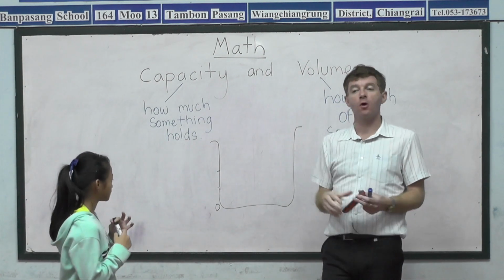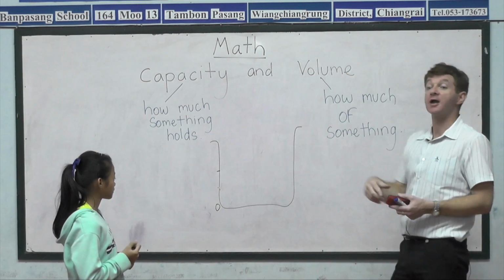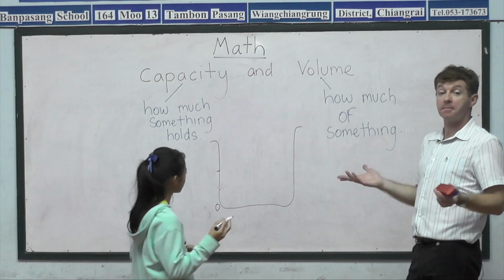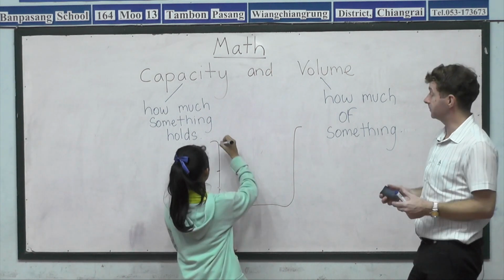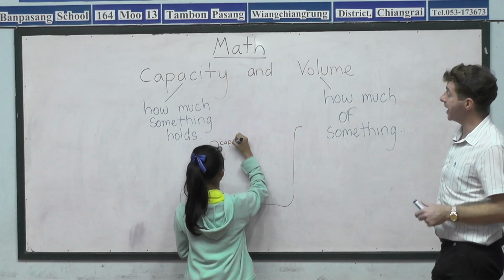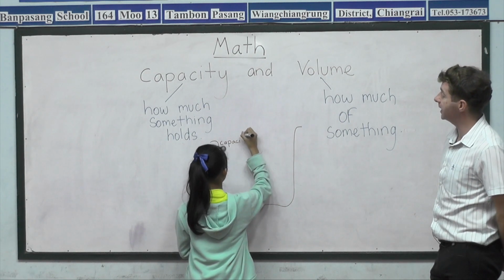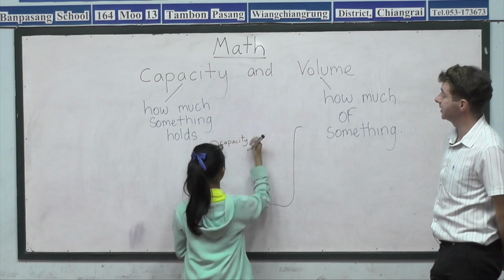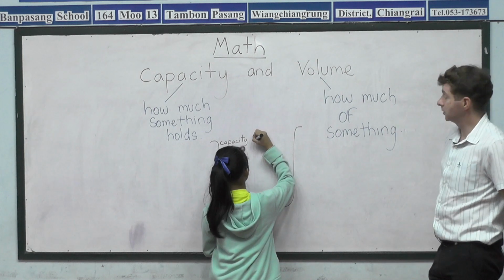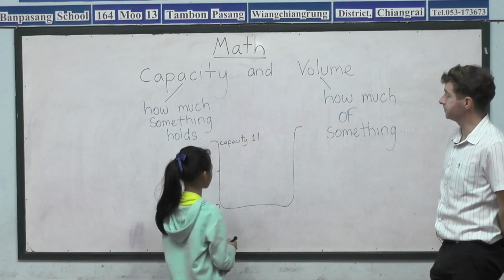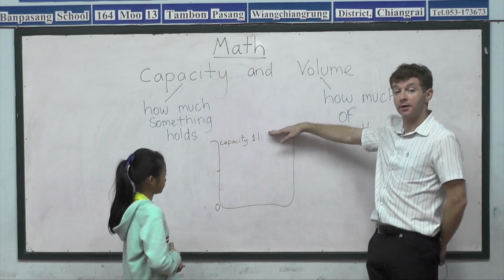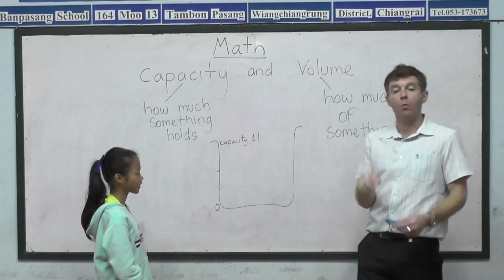I will give Dan the marker. First of all, guys, can you give Dan a capacity for our container? Any amount? 1 liter. C-A-P-A-C-I-T-Y. Capacity. 1 liter. Okay. Excellent, Dan. Capacity always goes where? At the top.